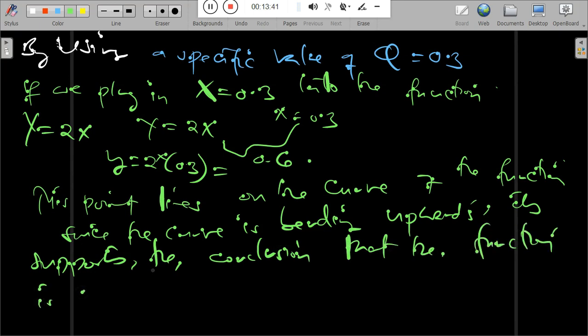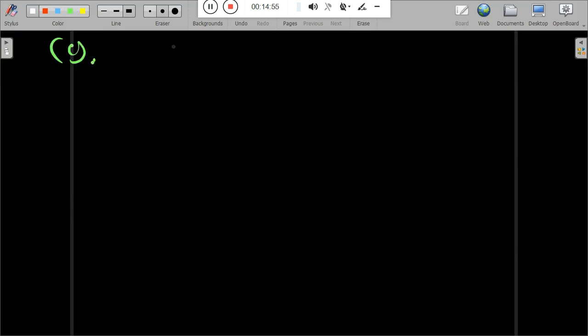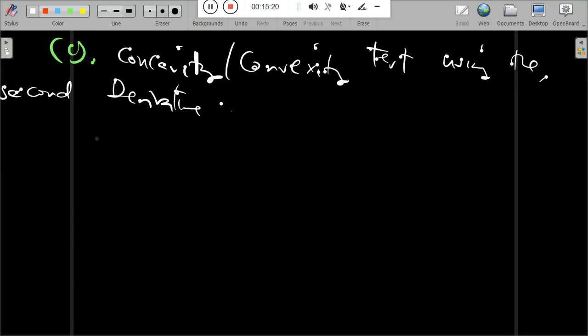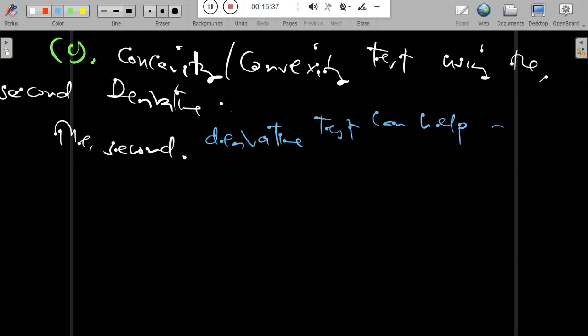As you can observe, since the answer is 0.6, this means that the point lies on the curve of the function, which is bending upward. So it supports the conclusion that the function is convex, since we obtained 0.6, a positive answer. This means that if we obtain a value greater than 0, it proves a convex function. Now let's go to part C.